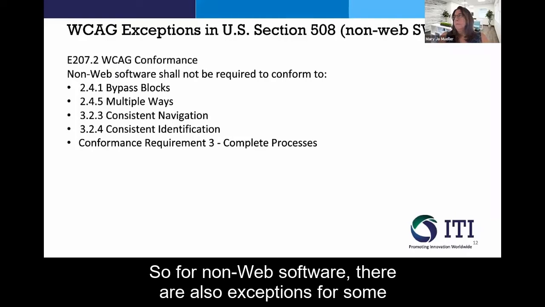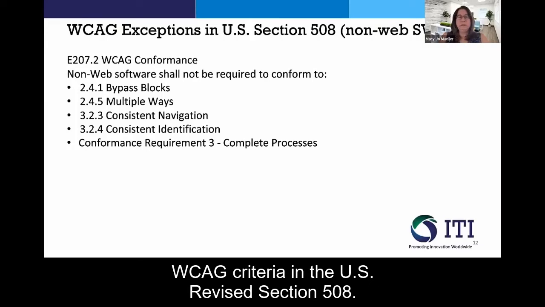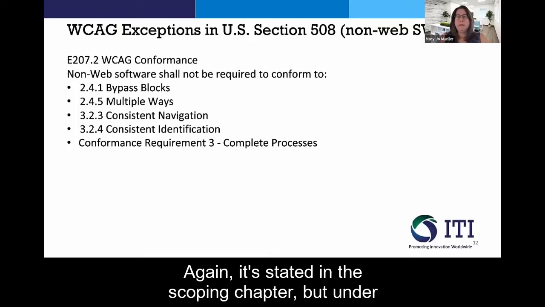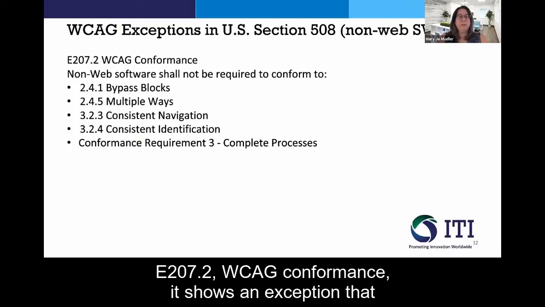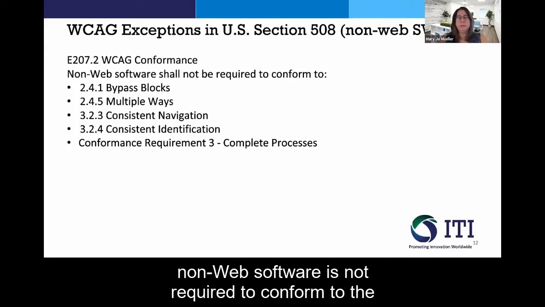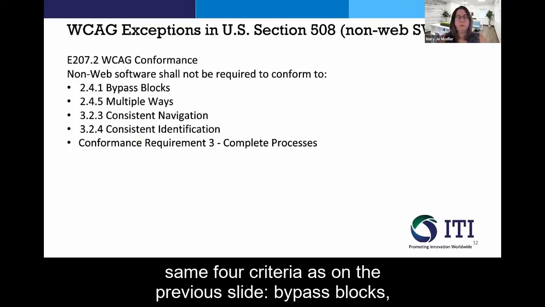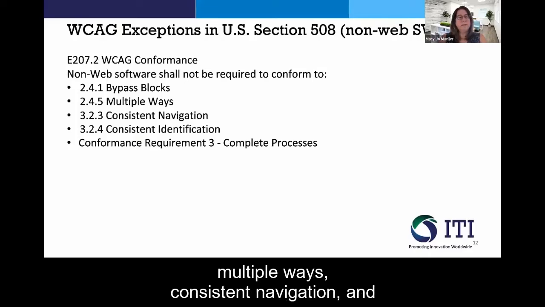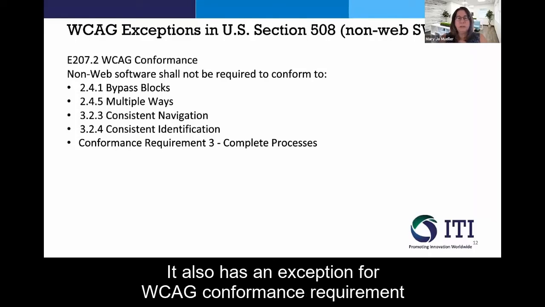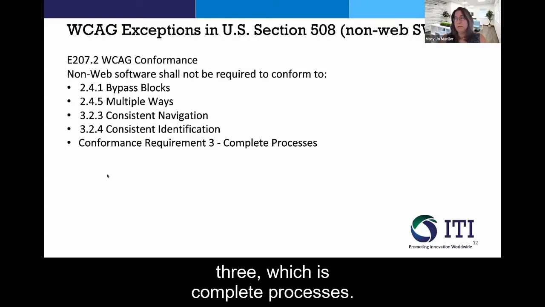So for non-web software, there are also exceptions for some WCAG criteria in the US revised Section 508. Again, it's stated in the scoping chapter, but under E207.2, WCAG conformance, it shows an exception that non-web software is not required to conform to the same 4 criteria as on the previous slide: bypass blocks, multiple ways, consistent navigation, and consistent identification. It also has an exception for WCAG conformance requirement 3, which is complete processes.